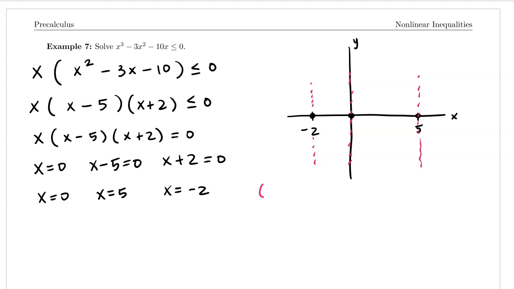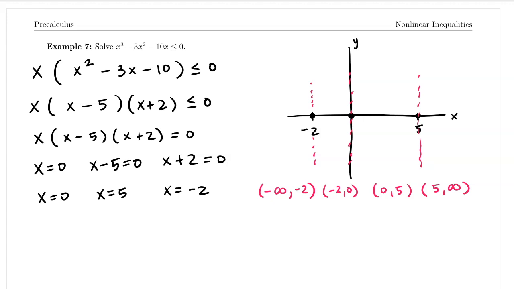That's going to tell us that my first subinterval is everywhere before -2, in other words, from -infinity to -2. Then my next subinterval would be from -2 to 0. My next one would be from 0 to 5. And my last subinterval would be from 5 to infinity. And because of the way polynomials work, if I chose an x value in each of these subintervals and I plug them into the cubic expression that we're looking at, it will tell us whether our output is positive or negative.